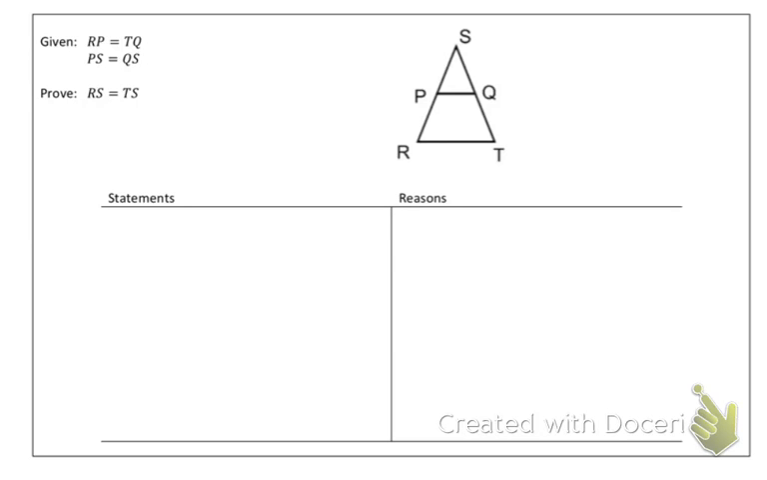All right, let's just do this next one together. Some of you might have started it. We're just going to do it together and see what we come up with. I'm going to give as little input as I possibly can. So my first step is I'm going to list the givens. RP equals TQ and PS equals QS. That is given. And what I might do is on the drawing, I would say RP equals QT, PS equals QS. Now I want to prove that RS equals TS.